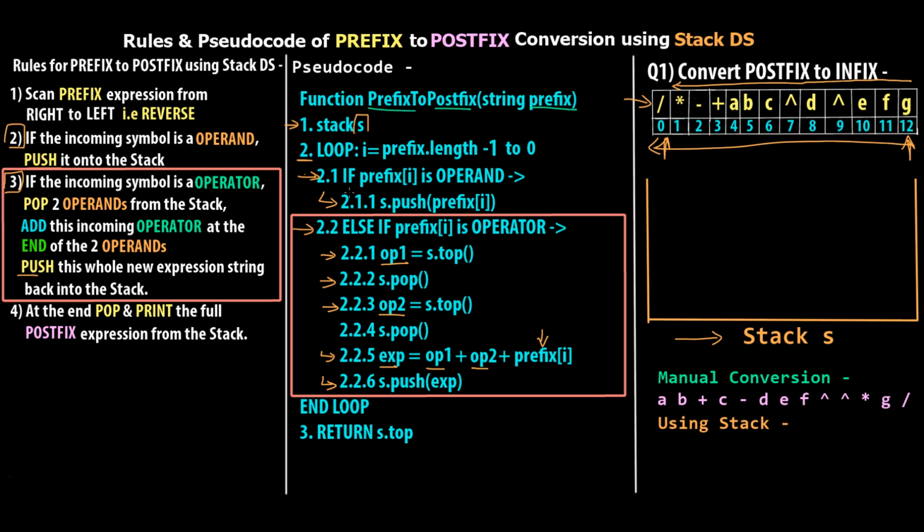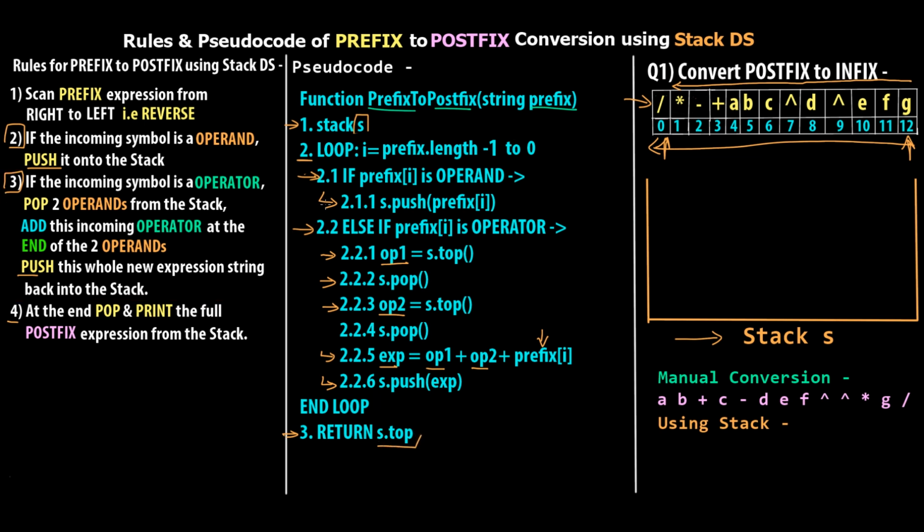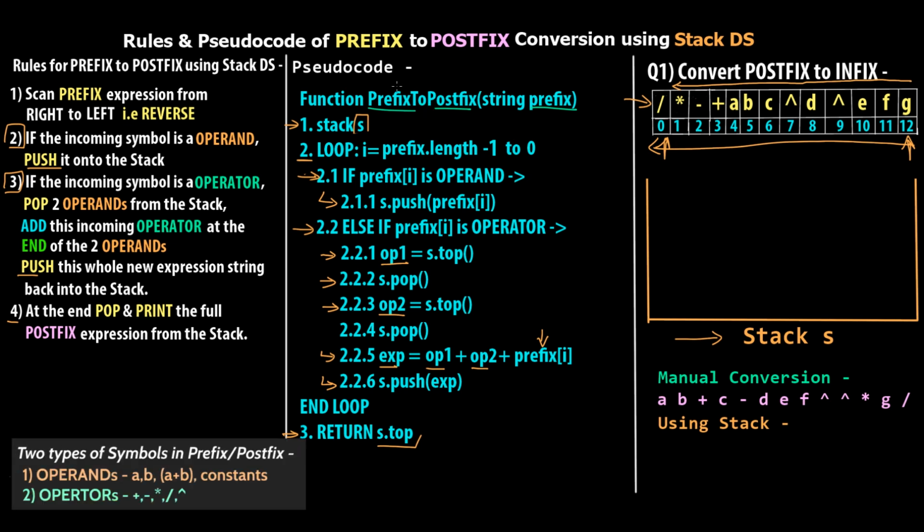Okay. So these are the 2 different conditions in the loop. After this loop we say end loop, and the last instruction corresponds to rule number 4, which says at the end pop and print the full postfix expression from the stack, which basically is return the top of the stack. Now if you are wondering why we have only 2 conditions, it is because in prefix and postfix, remember, we do not have any brackets.